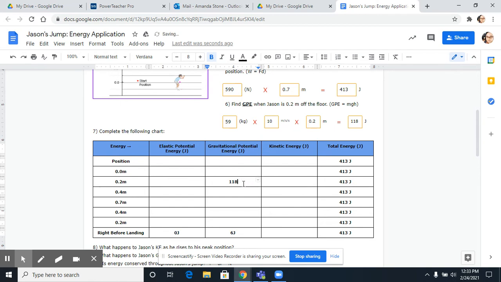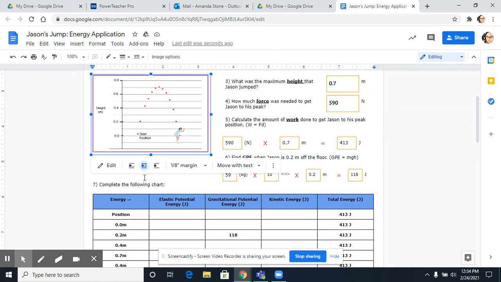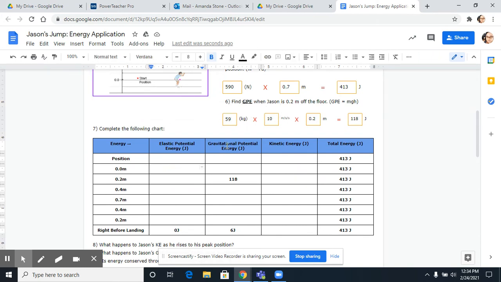That's 118. We also know that at position 0, when Jason has just started and he's at the beginning of the jump, he's on the ground. Well, if he's on the ground, that means he doesn't have height, which means our GPE is 0. He also hasn't started, which means he doesn't have motion, which means our kinetic energy is 0. So if we know that his GPE at 0 is 0 and his KE at 0 is 0, the total energy is still 413 joules. What that means is that it is all in the bend of the knees. That's all the elastic potential energy of 413.